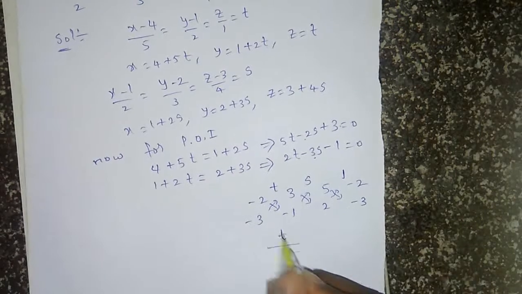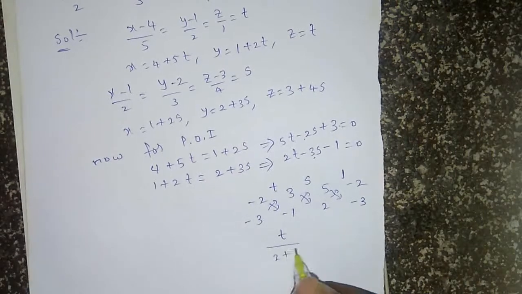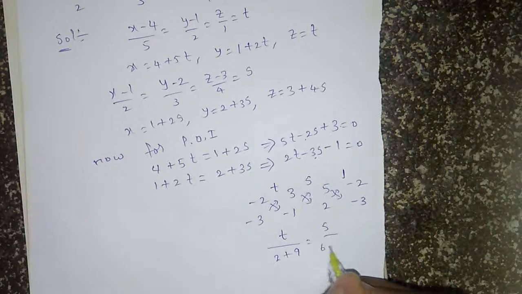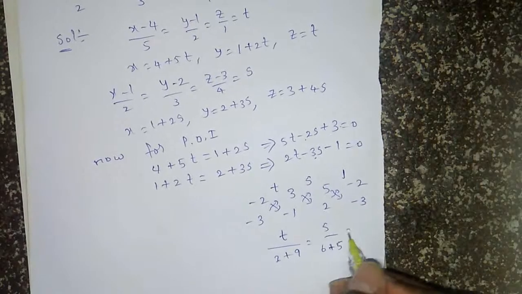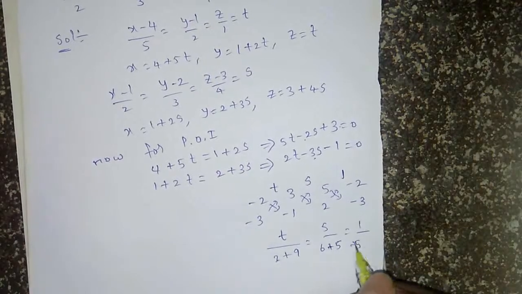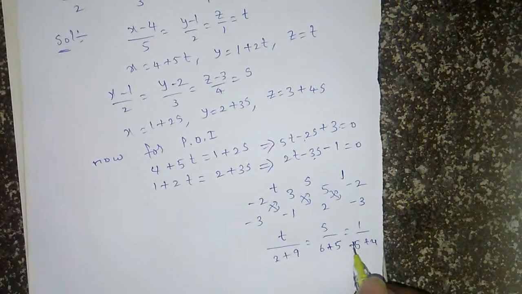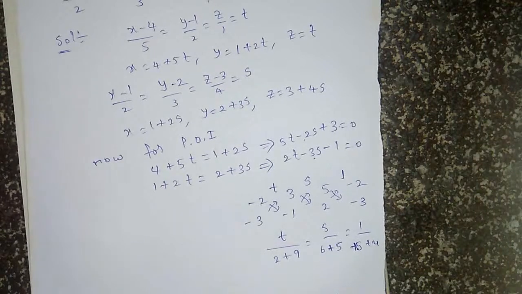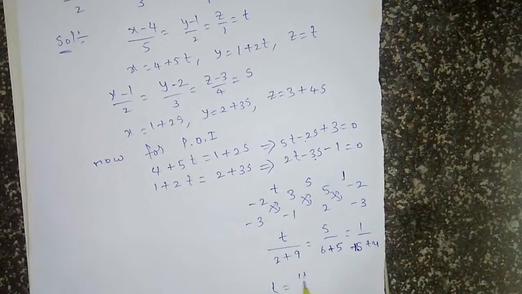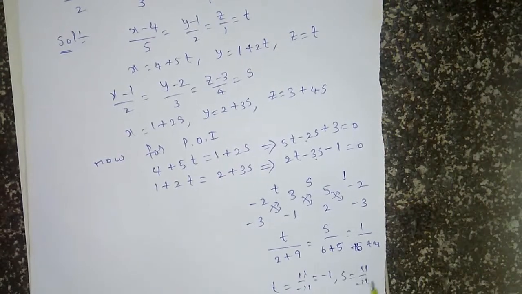So cross multiplication method here: t/(2 plus 9) = s/(6 plus 5) = 1/(minus 15 plus 4). So t is equal to 11 by minus 11, that is minus 1. Similarly s is equal to 11 by minus 11, that is also minus 1. Now substitute the t and s values.